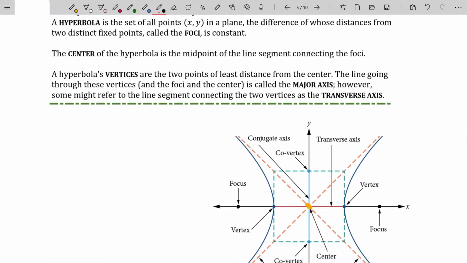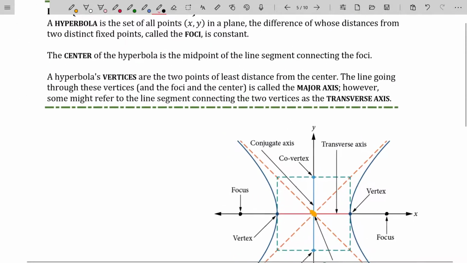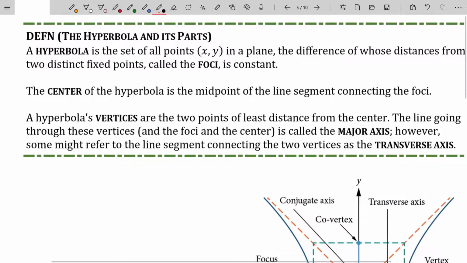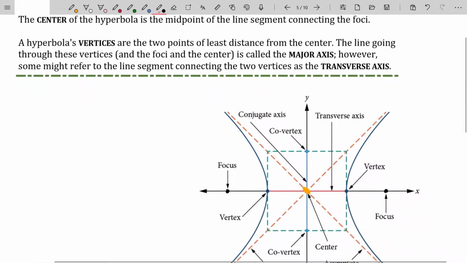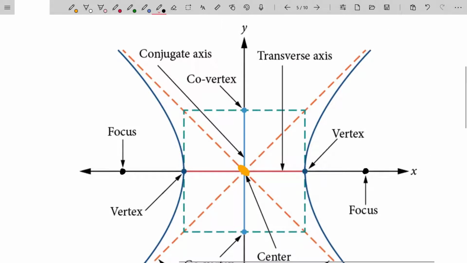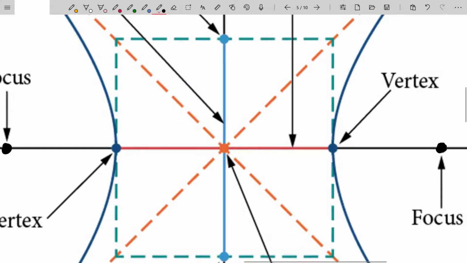And then the hyperbola's vertices are the 2 points of least distance from the center. There's a lot of noise in this curve, but if you look at all the possible points along a branch here, the one point that's least distant from the center would be this point right here.